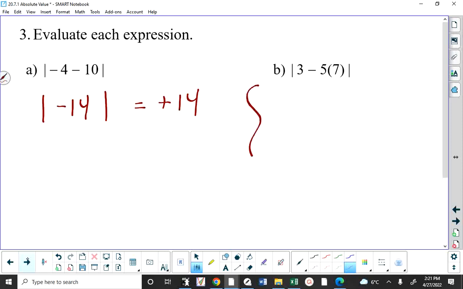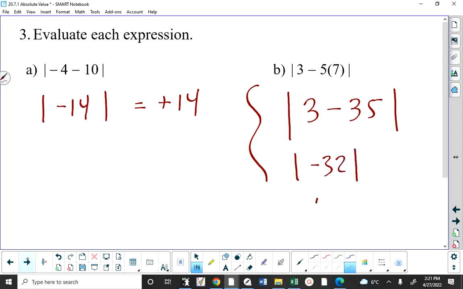Over here with B, we have the absolute value of 3 minus 5 times 7. So I'm doing my order of operations, which says I multiply before I subtract. 5 times 7 is 35. 3 minus 35 is negative 32, which gives us positive 32. Is that right? 3 minus 35 is negative 32? Yeah.